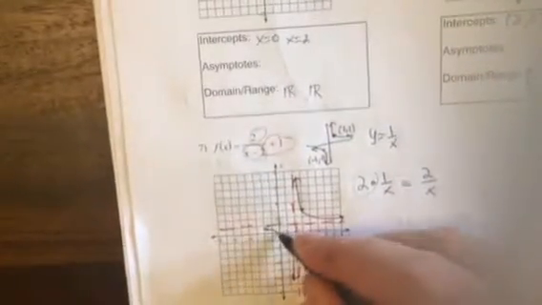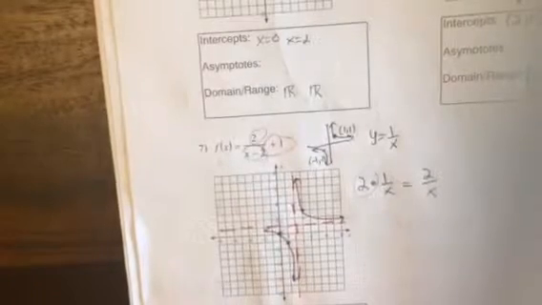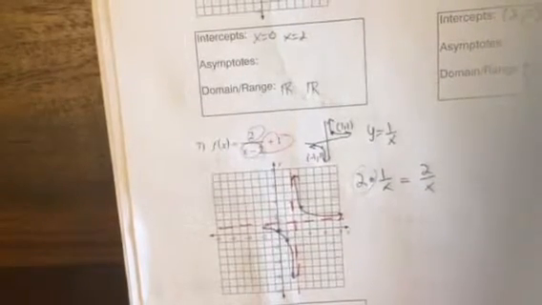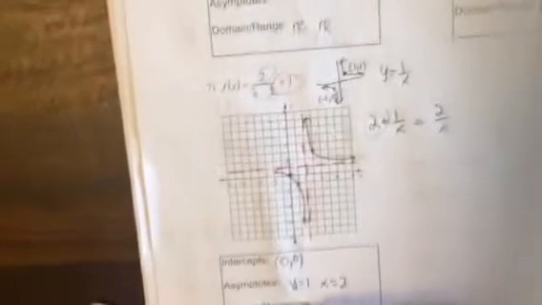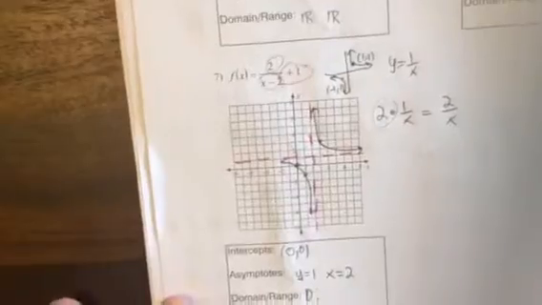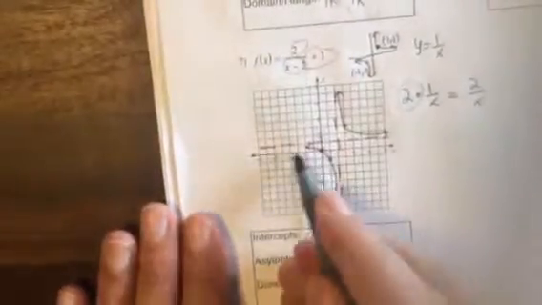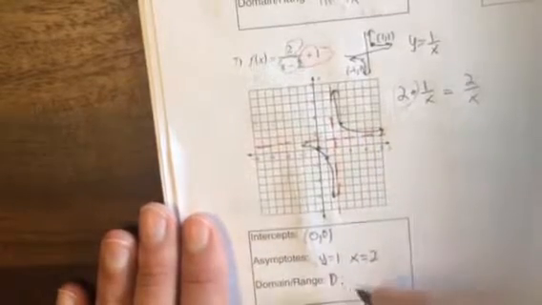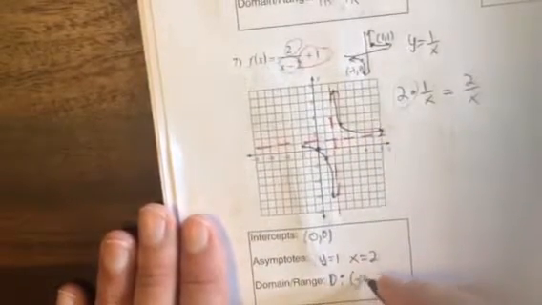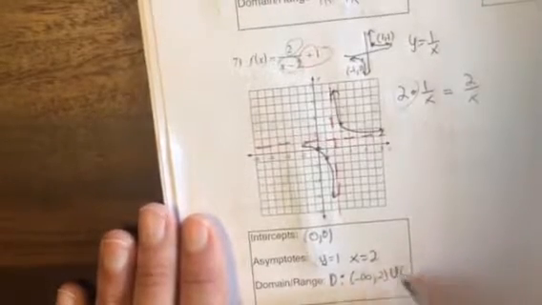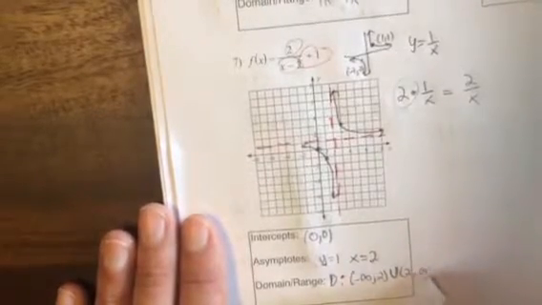There is an intercept at 0, 0. That's the only intercept. There are asymptotes at y equals 1 and x equals 2. The domain is, we're going to write this in interval notation. The domain, there are x values from negative infinity until 2, and then again from 2 to infinity. The way we write that is negative infinity to 2, union 2 to infinity.